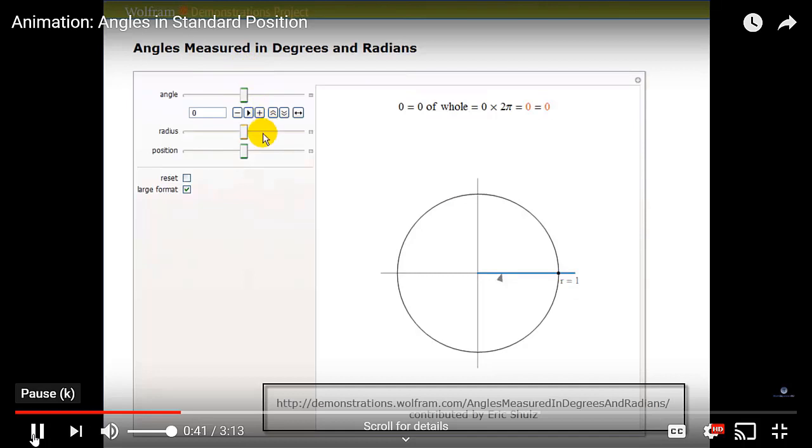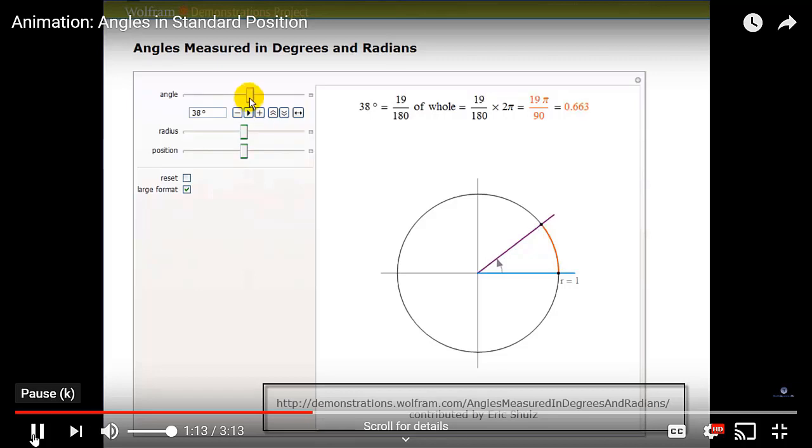So let's rotate counterclockwise slowly, and what we'll notice, say for example 4 degrees, is 1/90th of one complete revolution, or one whole. We also see the conversion into radians, pi over 45 radians. And as we slowly increase the angle, again, you can see the fraction of the whole revolution that it represents, as we also see the measure in degrees.